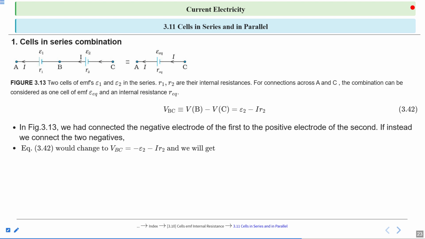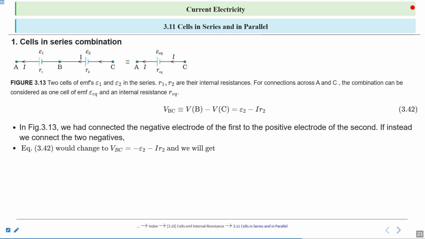According to equation 3.42, VBC equal to VB minus VC equal to epsilon 2 minus I R2. Then we would change it to VBC equal to minus epsilon 2. Why are we taking the minus sign now? Because the direction of the EMF is reversed, meaning the negative terminal of the first cell is connected to the negative terminal of the second cell. So the direction of EMF of the second cell is reversed, and we take minus epsilon 2 in equation 3.42. So it would change to VBC equal to minus epsilon 2 minus I R2.